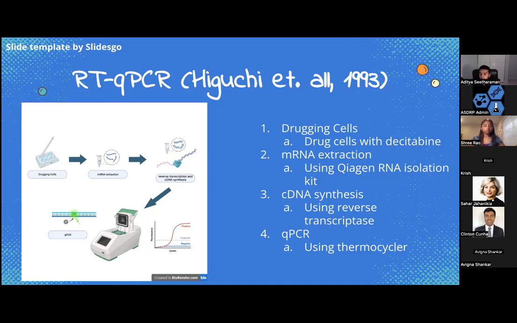And this expression can be compared to a control sample and a housekeeping gene, which is a sequence of DNA that is present in almost all cells, regardless of the drug.